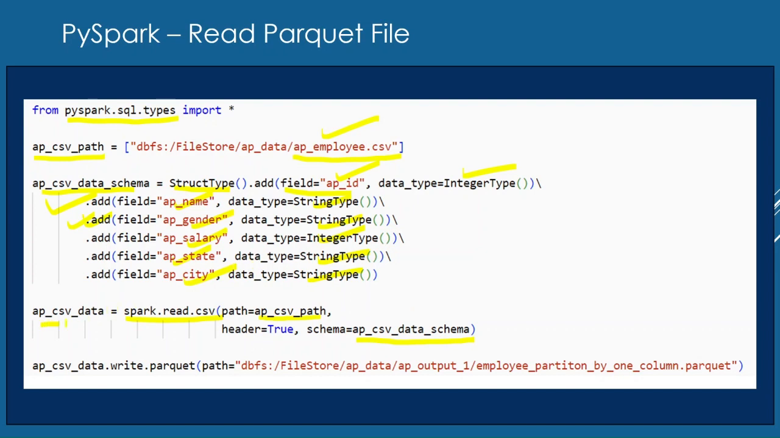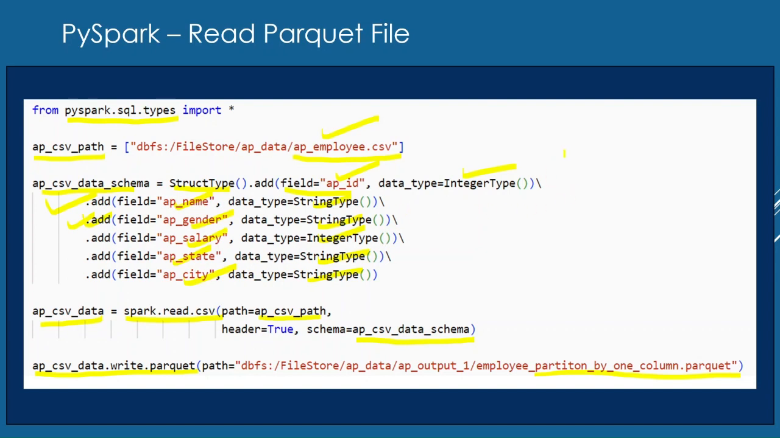Once this data frame gets created, I am going to write this data frame to a Parquet format. So I am going to use the function: the data frame, then the write function, dot parquet, and I am going to give here the location of the Parquet file. So let's go to the Databricks and let's see how it is happening.